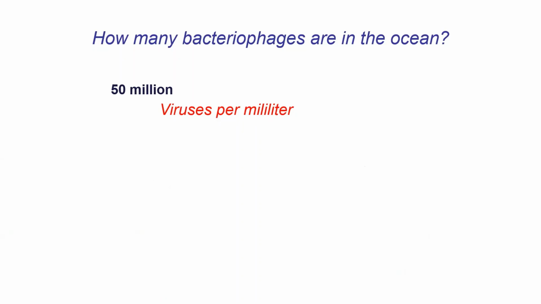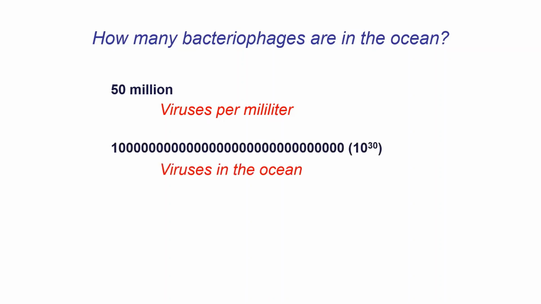There's been a whole bunch of studies on this. Sometimes people come up with a smaller number, like 20 million. A few people have much larger numbers. But this is the number that seems to hover around. A milliliter of seawater is about the size of a sugar cube, right? So multiply that by the amount of water in the ocean. We're getting 10 to the 30. This number is so big, your brain cannot comprehend it.